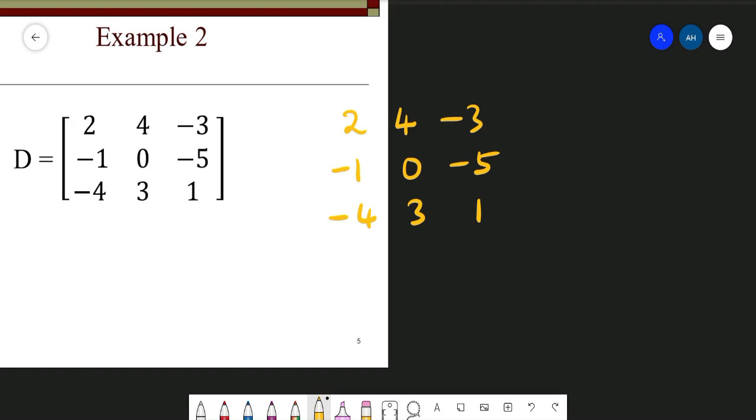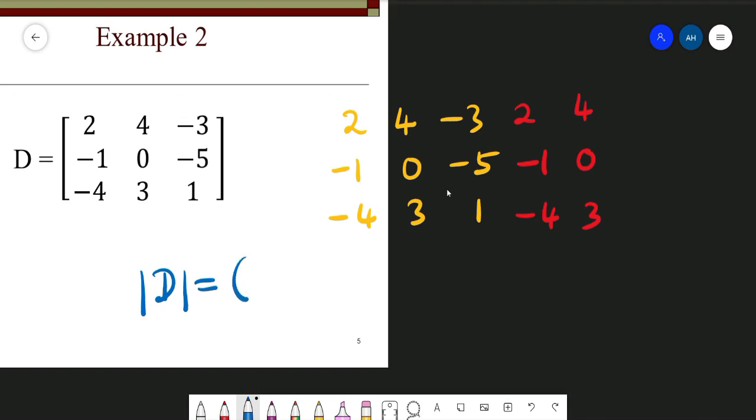Now, what we do next, as I explained before, is copy the first column. I want to write it over here: 2, -1, and -4. Like that. And the second column also. That is 4, 0, and 3. I have already copied the first column and also the second column. Now I'm ready to write down the calculation to find the determinant of D.